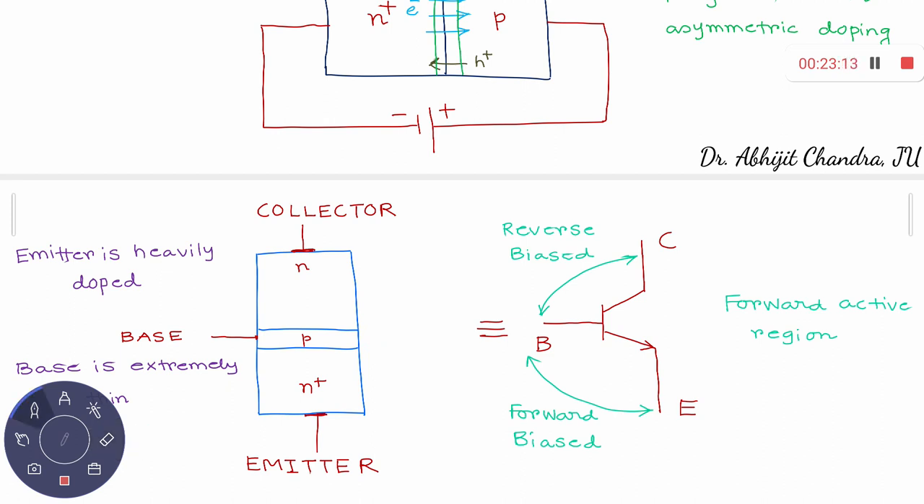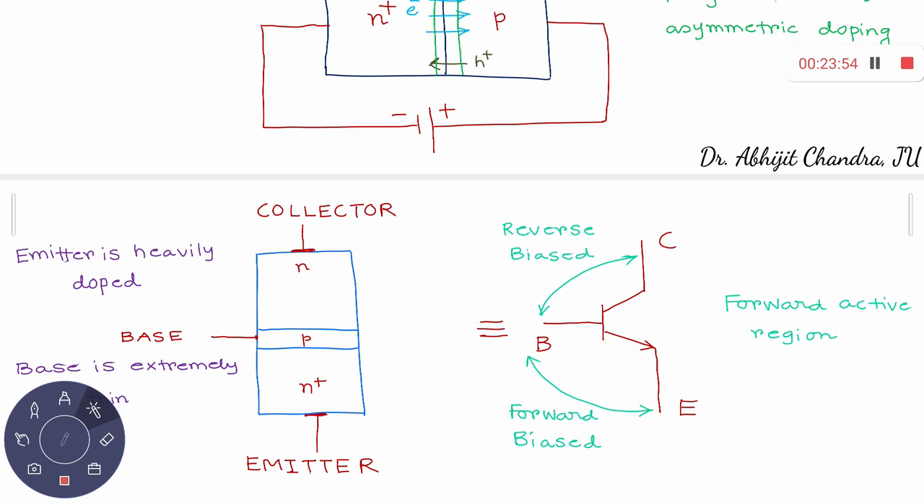So now let's give them names. You have three terminals over there, one N terminal, one P terminal, another N plus terminal. Let's call this terminal the emitter terminal, this as the base terminal, and this as the collector terminal, so that I can analyze them in a much better way.